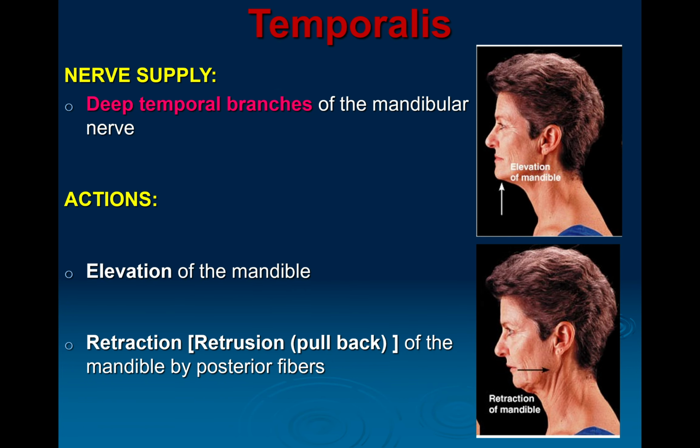The deep temporal branches of the mandibular nerve innervate the temporal muscle. Action of the temporal muscle includes elevation of the mandible. The posterior fibers primarily facilitate the retraction of the mandible.